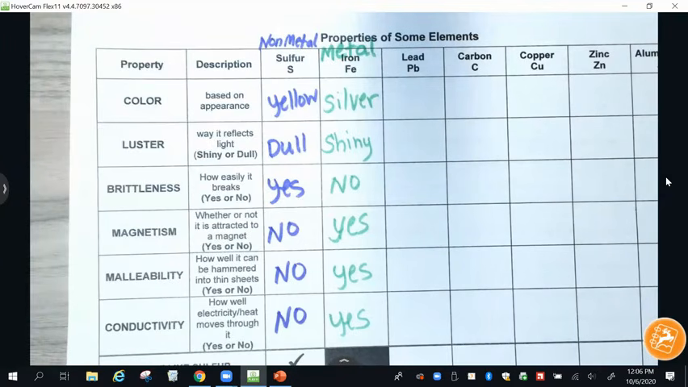I bet you could do that to the sulfur. You can't do that to the sulfur because the sulfur is too brittle and it would break. So sulfur is not malleable. It breaks because it's brittle. So that's the difference.